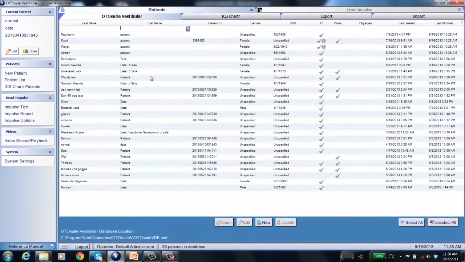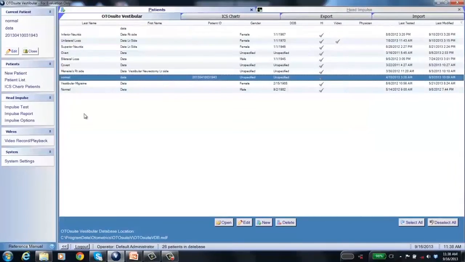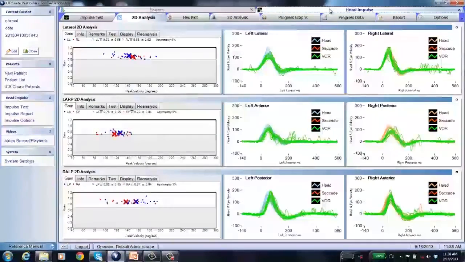Okay, so I'm here in the OtoSuite vestibular software that's used with the ICS Impulse, and I'm going to search, because I know all my patient demo data has the first name data, so I can easily search in our patient list. So let's look at a normal first. We already have the normal pulled up, so we're going to go to head impulse here, and what we see here is, what do we need to look for first?